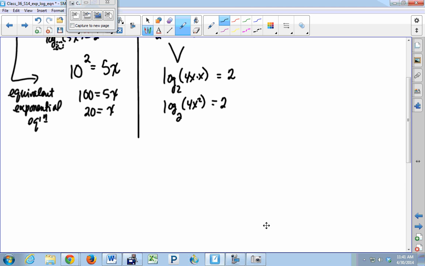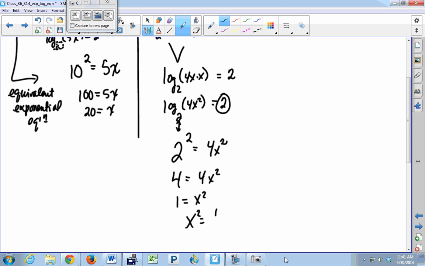So how can I turn this into an exponential equation? What would the exponential equation look like? Cooper? 2 is my base. My answer to a log is the exponent, and the number I'm taking the log of is on the other side, my right-hand side in this case. Okay, so can I solve this? I hope so. 2 squared, which is 4, equals 4x squared. This is just a baby quadratic equation. So 1 equals x squared. So x equals plus or minus 1.